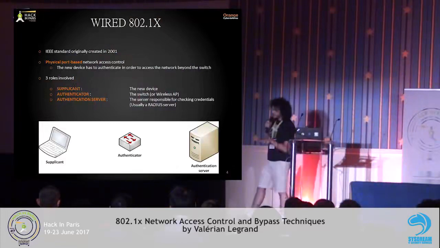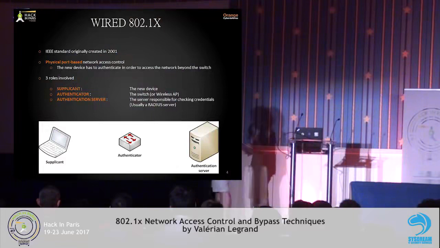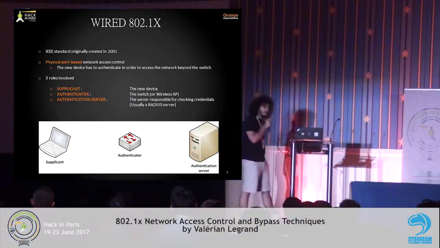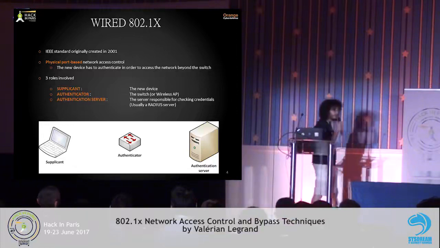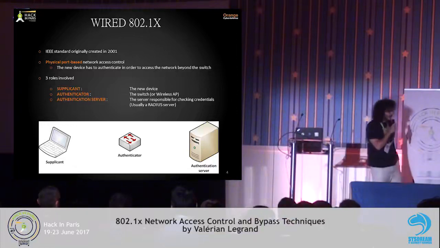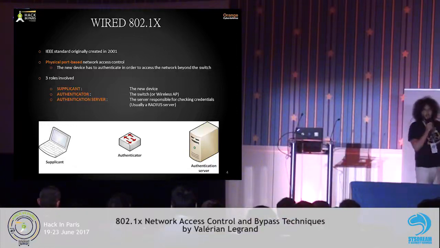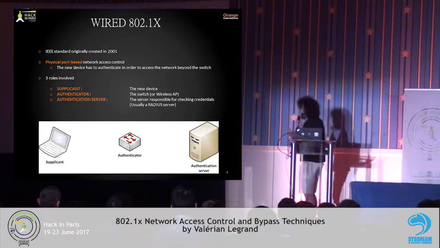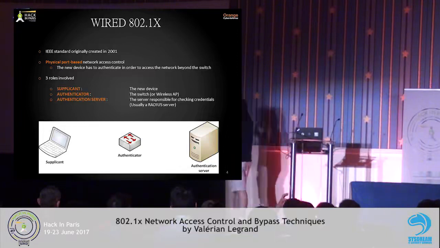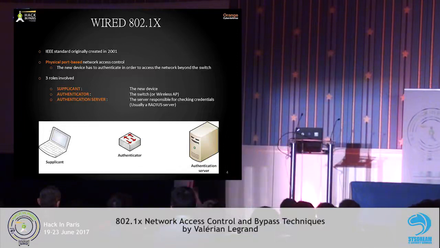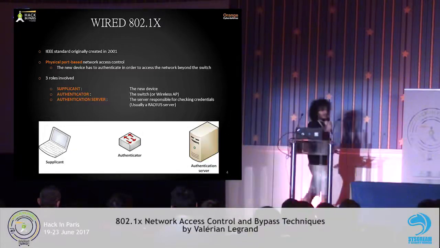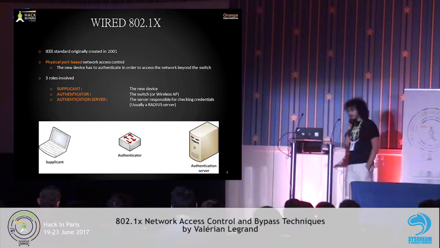In a typical .1x architecture, you have three different parties, three different roles that are involved. The first one is the most simple one. It's called the supplicant. Basically, it's just a new device willing to connect. When you plug your workstation on the wall, your workstation is the supplicant. When you plug a printer, it's the supplicant. So this will be the device that will authenticate itself against .1x protection.